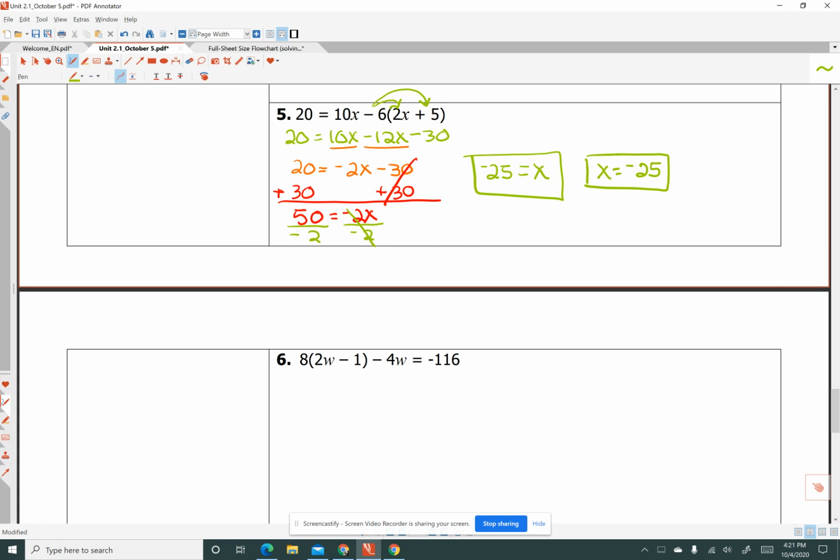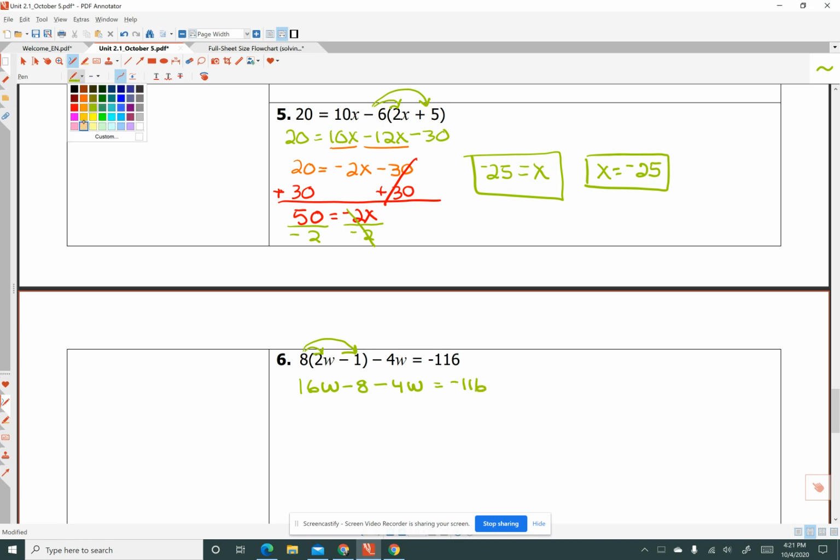Let's look at number 6. We have an 8 that needs to be multiplied through, distributed through 2w and -1. Minus 4w equals -116. So 8 times 2 is 16, so that would be 16w. 8 times -1 is -8. Minus 4w. So we don't distribute over here, only what's in the parentheses, equals -116.